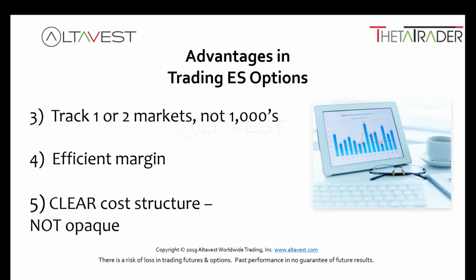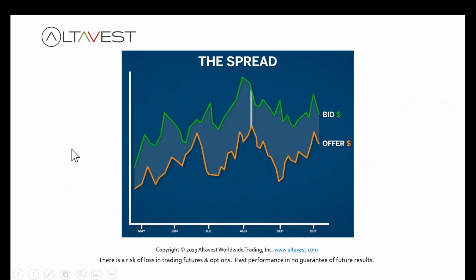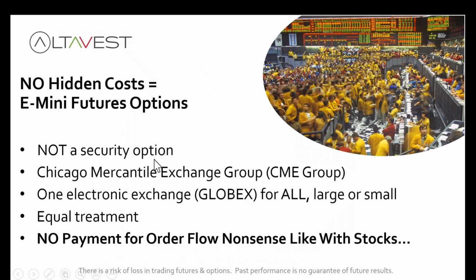There are other costs. Well, you pay the membership fee, and then after that, if you're using AV systems, of course, there's the fee that you would pay the developer every month, and then the commissions for every trade on AV systems. And then if you're trading with Theta Trader, of course, there are commissions, and I'm going to show you that. So, a clear cost structure. ES options offer superior execution and a cost savings of $4 to $15 per contract. Tight bid offer spreads. No hidden costs. So let me show you more about this.